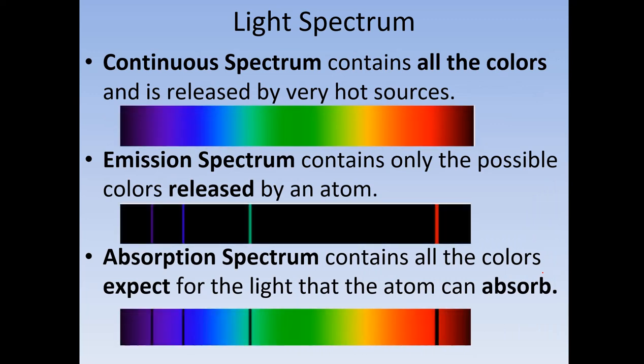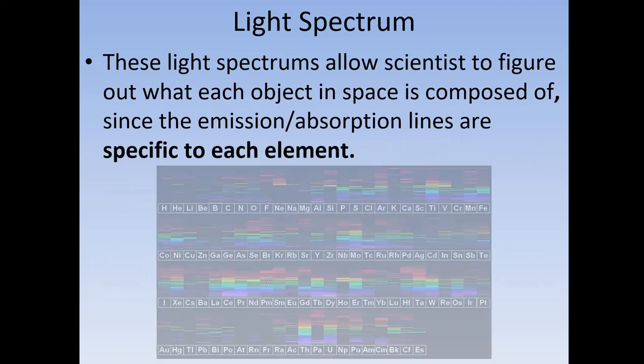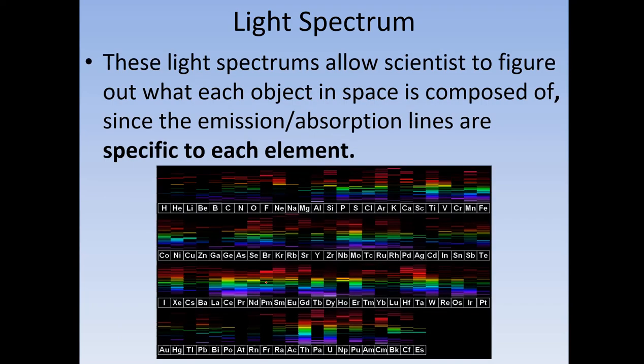So this is just kind of going through the whole thing again. That continuous spectrum is all the colors. Emission spectrum is only released by the atoms, and absorption is everything but what gets absorbed by the atoms. And notice that the lines for both are basically symmetric. And as we mentioned, the emission and absorption lines are specific to each element.